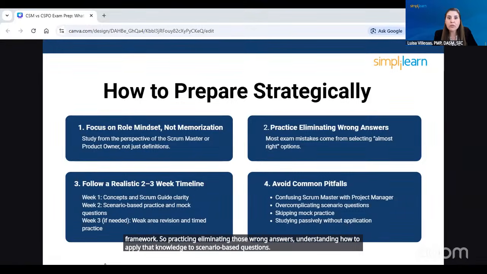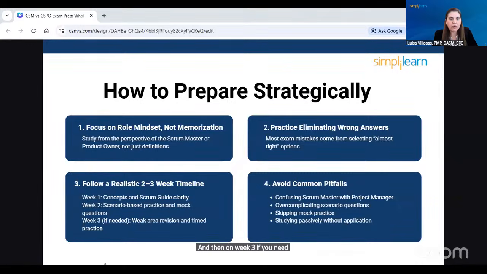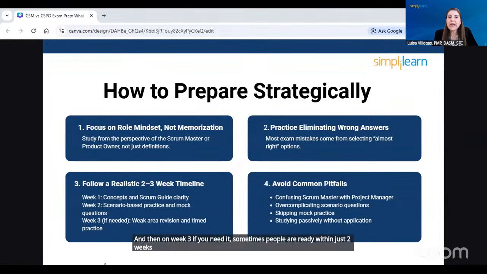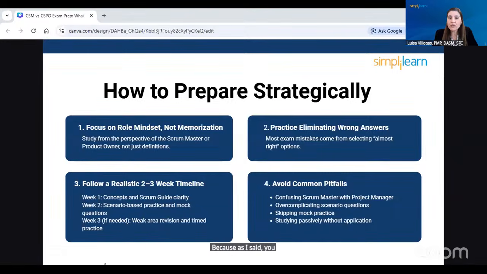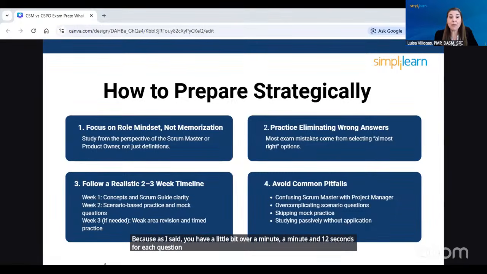And then on week 3, if you need it, sometimes people are ready within just 2 weeks, based on the results of your practice test, if there's an area where you're still weak, you could deep dive a little bit more on that area, and then also start practicing your timing. Because as I said, you have a little bit over a minute and 12 seconds for each question. So you want to start practicing working under that time pressure, right?